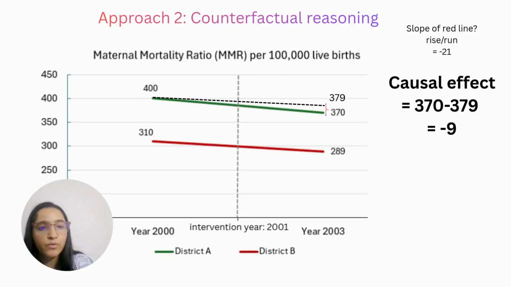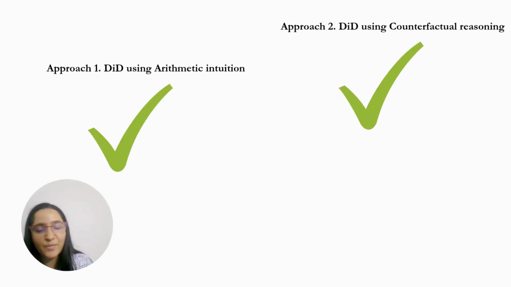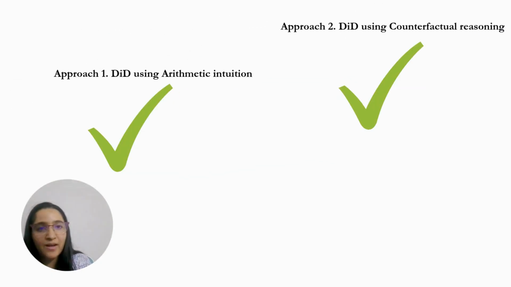And once we know this value 379, we can get the causal effect of the intervention as the difference of what happened and what would have happened: 370 minus 379, which is -9, as the causal effect, delta dt, that we calculated earlier. So it also matched, right? So let's clear approach 1 and approach 2. Now let's go to approach 3.